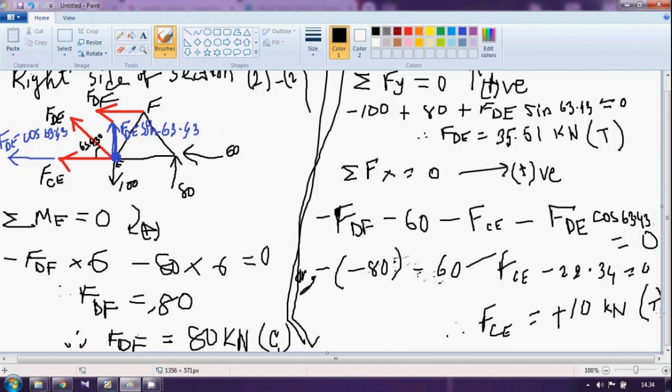So this way you can determine all the member forces. I hope the students who have problems understanding the homework understand how they can use the method of sections to solve the homework problem.